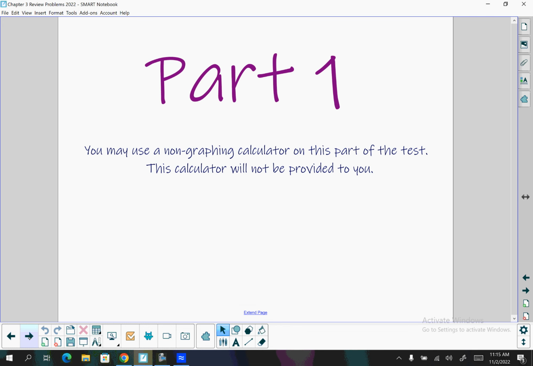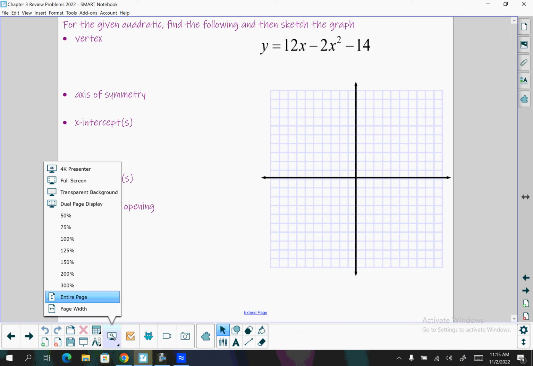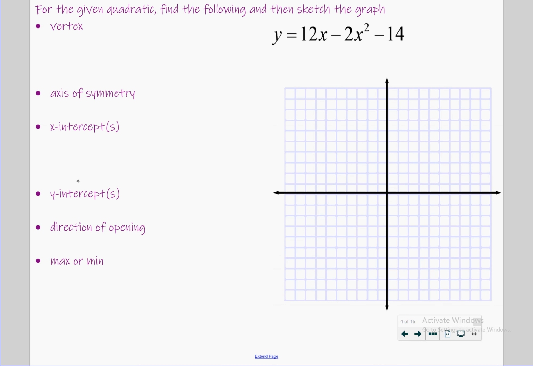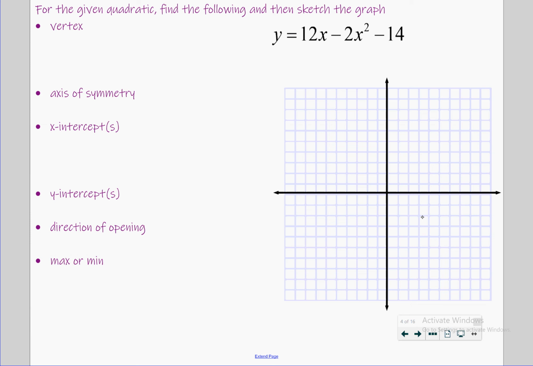Okay, so part 1, basic calculator only. First problem is our quadratic problem. All right, so we've got to find all the pieces and parts and graph it. Holden, what's wrong with this equation? It's not in the right order. So let's put it in the right order first. Negative 2x squared plus 12x minus 14.